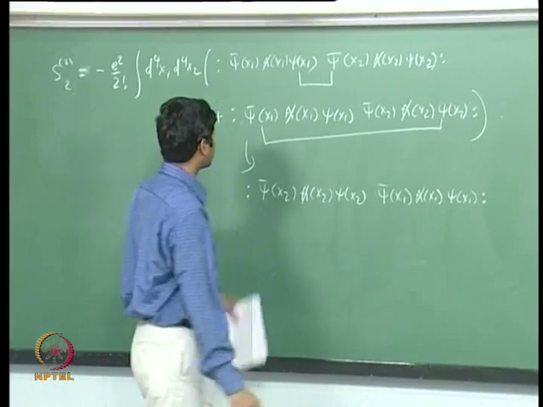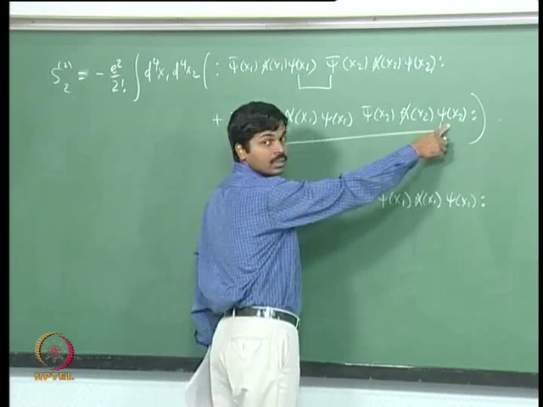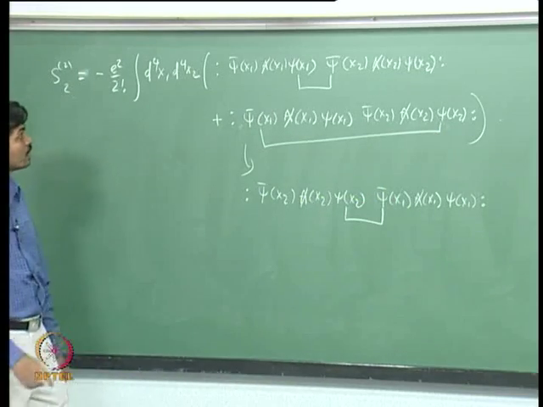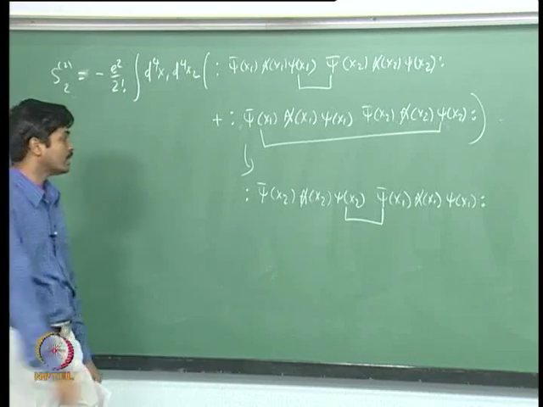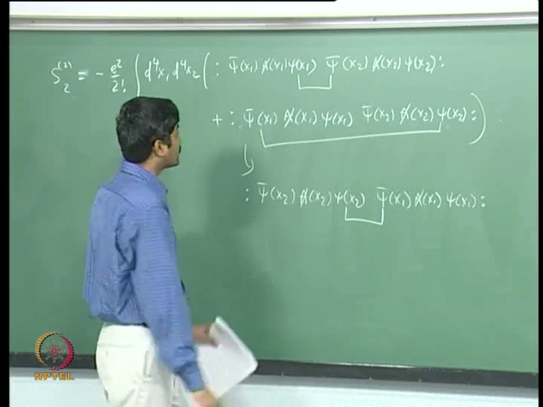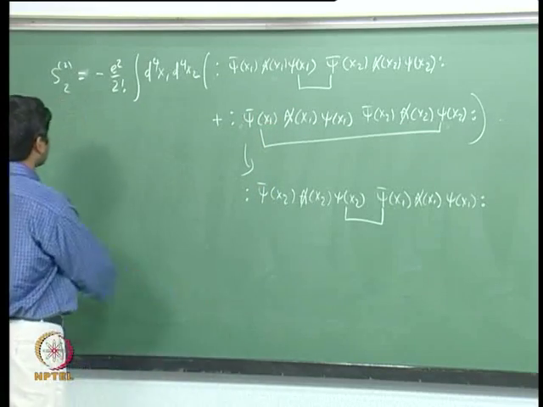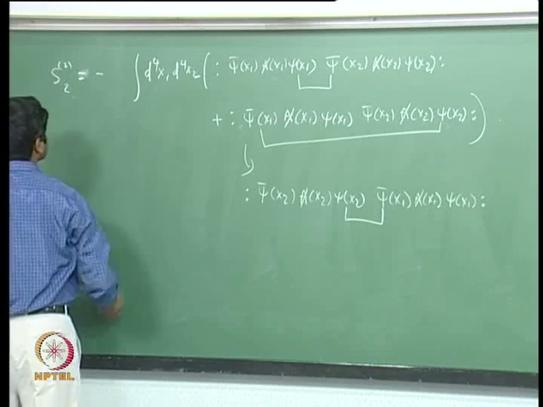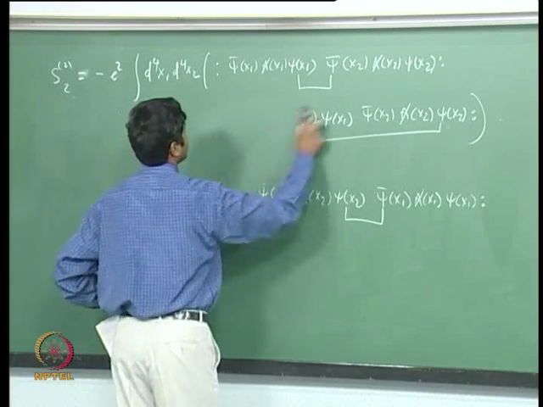So now look at this. Which term is contracted with what? Psi bar x1 is contracted with psi of x2. So this is contracted with this here. But since x1 and x2 are dummy variables integrated over, you can change x2 to x1 and x1 to x2, and then you can see that this term is identical to the first term. So you can write S2 as minus E square, and the second term here is removed.